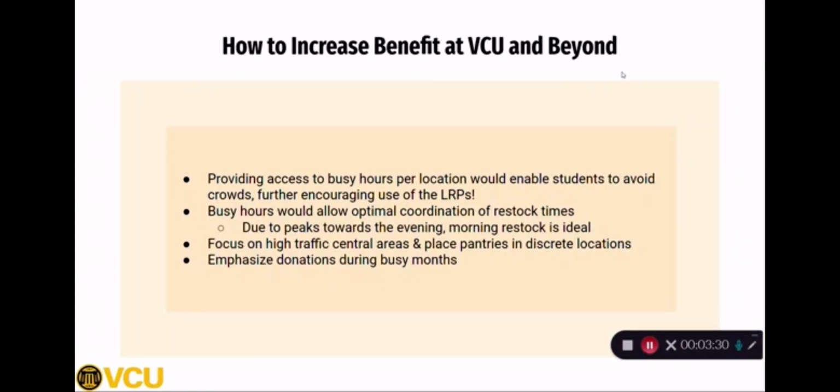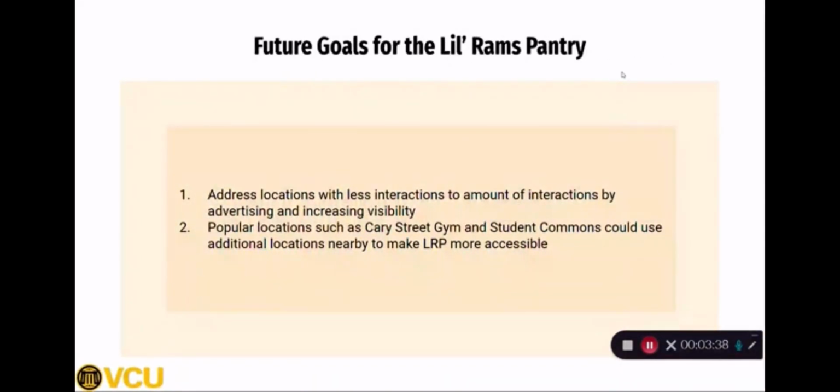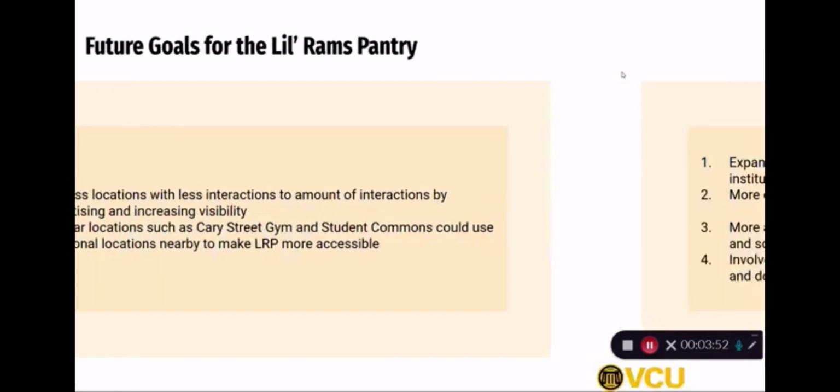To increase benefit, we suggest to focus on high traffic areas and encourage usage of LRP across campus. There are locations like the Lyric Center and some other locations on MCV which have less interaction, and we should increase visibility and promote these locations. And more popular locations like Carey Street Commons could benefit from additional locations.